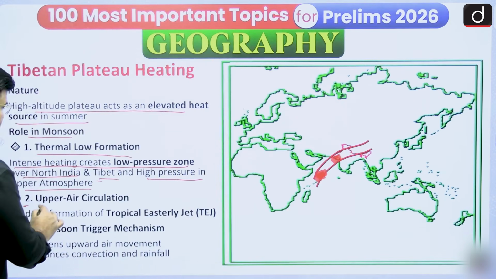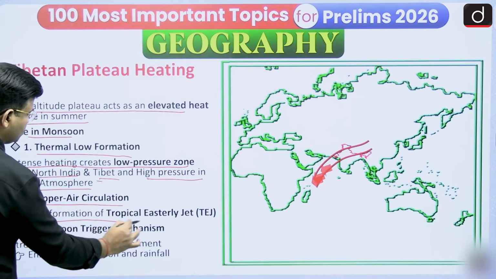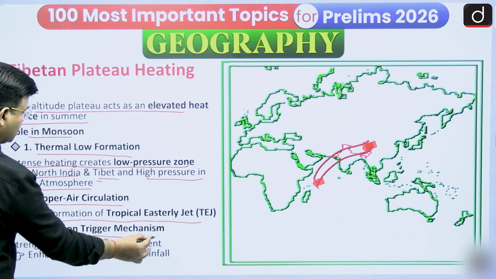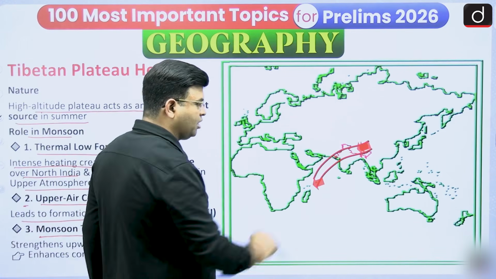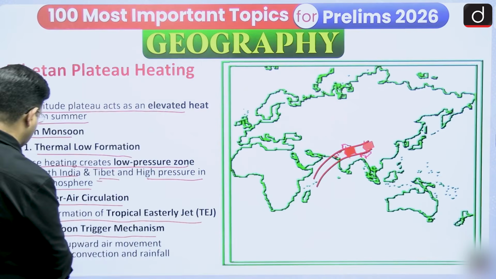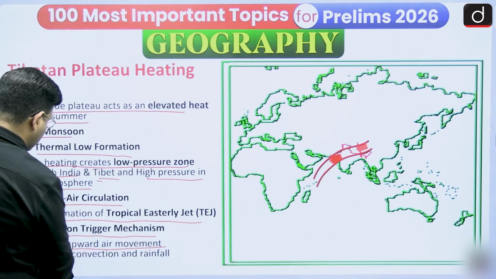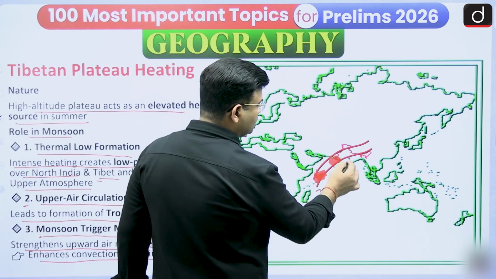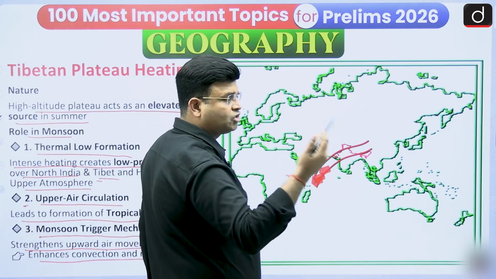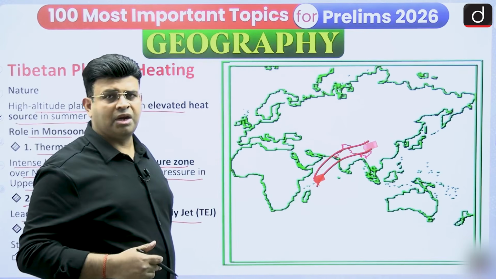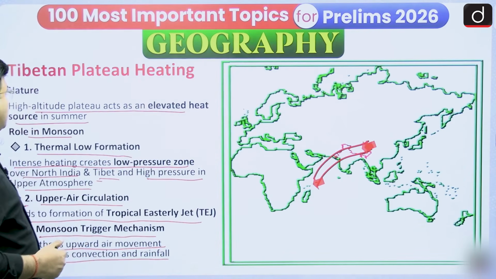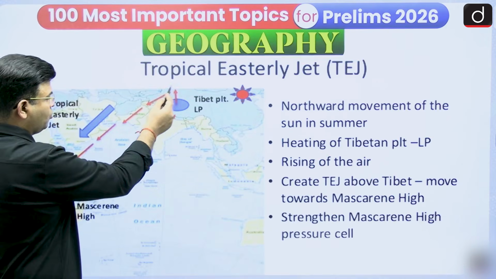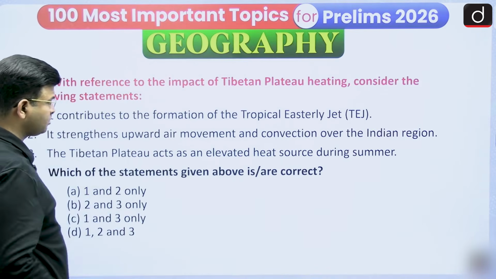Now the second part, upper air circulation: it leads to the formation of the tropical westerly jet stream. This is the Tibetan heating monsoon trigger mechanism. It helps in triggering the monsoon, strengthens upward air movement, and enhances convection and rainfall. With low pressure over India, there is more convection of warm water vapor, and rainfall will occur in India in good amount. This is the Tibetan Plateau heating: low pressure with upward movement, the same thing as before.